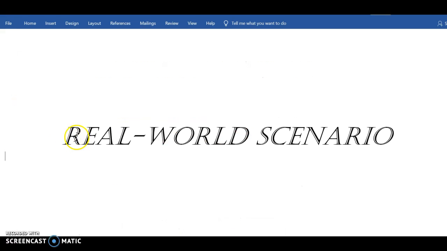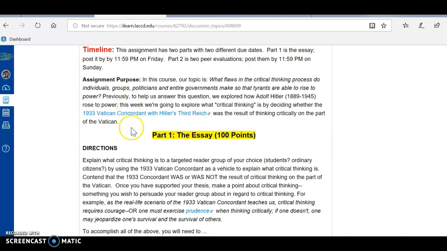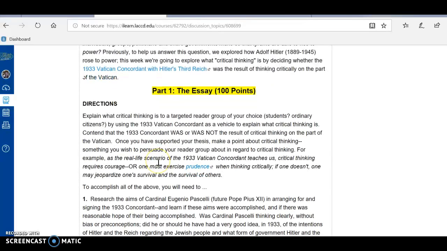So in this class, as you know, we are engaging in a real-world scenario, and actually real-world scenarios in all of our essays about critical thinking, so that you can understand it in a very real-world way, not with some cut-and-dried definition of critical thinking. Okay, so let me go back down here to part 1 to the directions, and let's explore how you are going to use this real-world scenario of the Vatican Concordat with Hitler's Third Reich to explain what critical thinking is. Okay, so our directions for part 1. Explain what critical thinking is to a targeted reader group of your choice, students, ordinary citizens, by using the 1933 Vatican Concordat as a vehicle, a way to explain what critical thinking is.